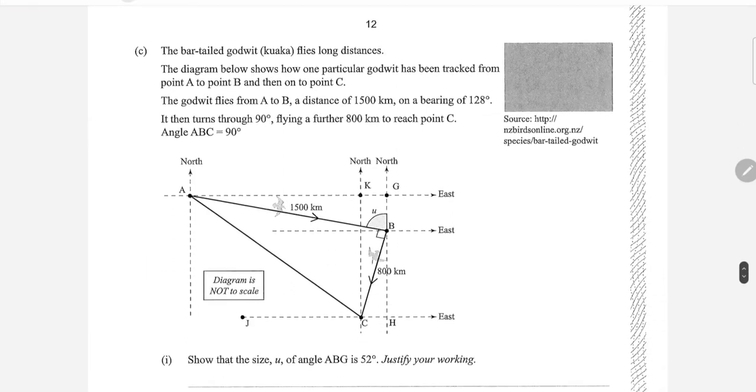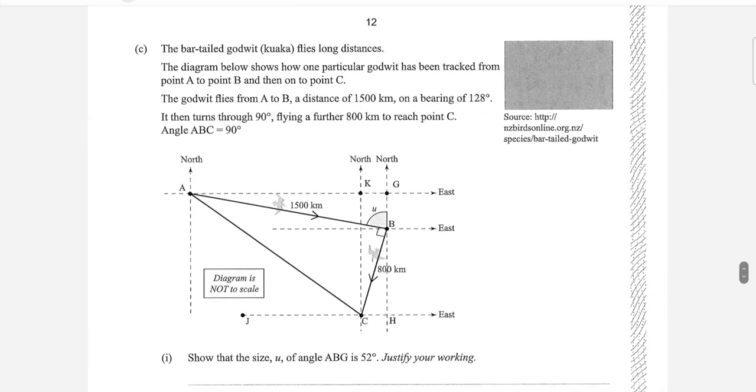Cool. Next question. A bar-tailed godwit flies long distances. They have taken the photo off from there. The diagram below shows how one particular godwit had been tracked from point A to point B and then on to point C. The godwit flies from A to B, a distance of 1500 kilometers on a bearing of 128 degrees. It then turns through 90 degrees, flying a further 800 kilometers to reach the point C.